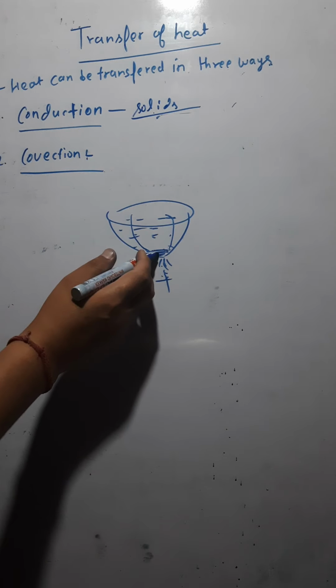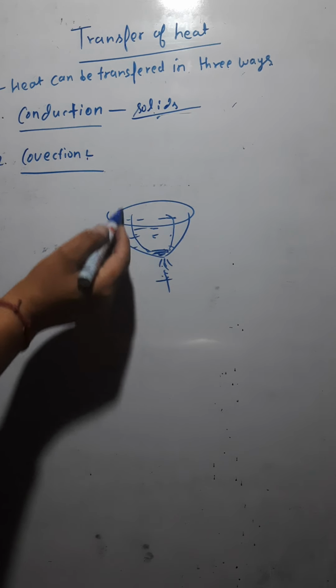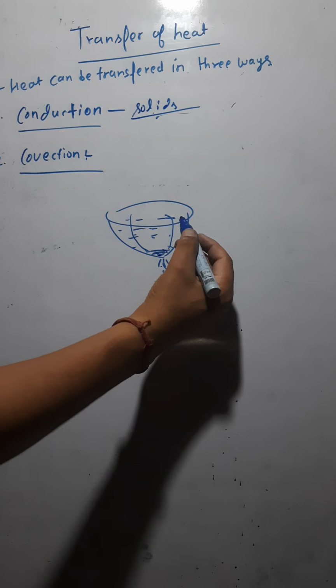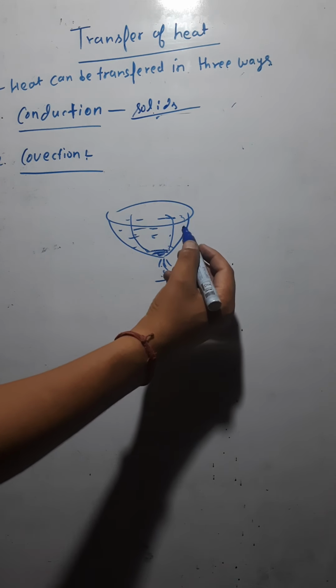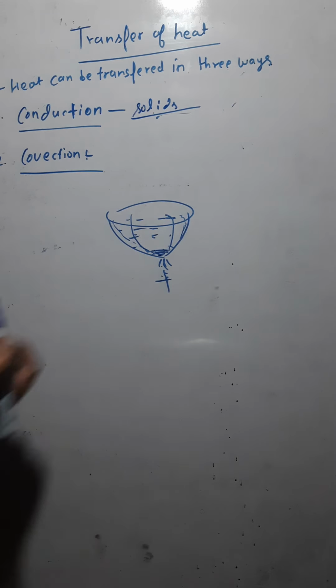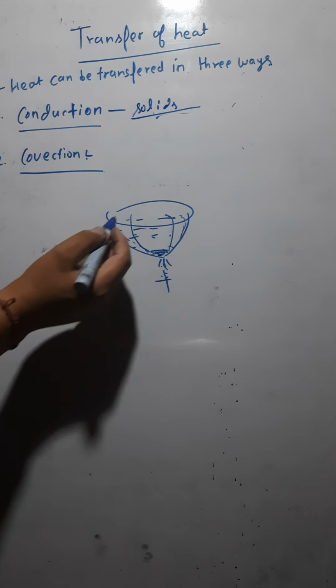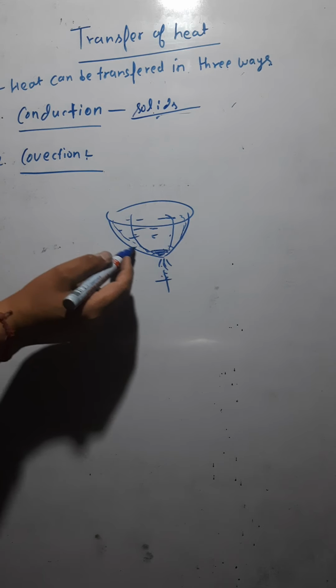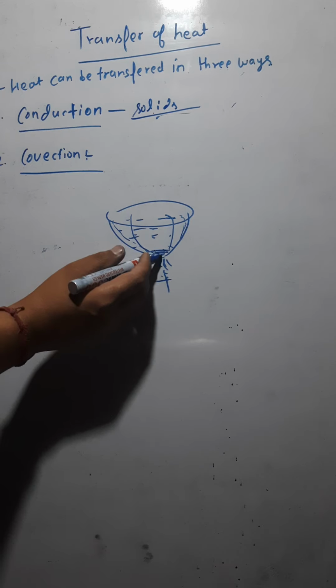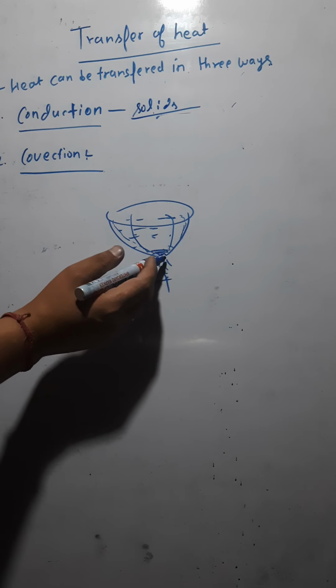Now the place is vacant because this water has gone up. What would happen? The cold water which is at the top would come downward from the sides. The hot water would go up and the cold water from the sides would come here. Then again it would come towards the source of heat, and again it gets heated there.